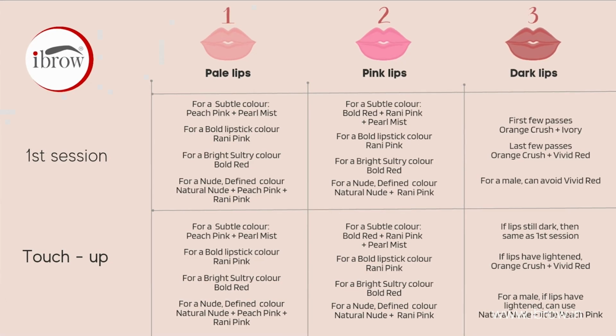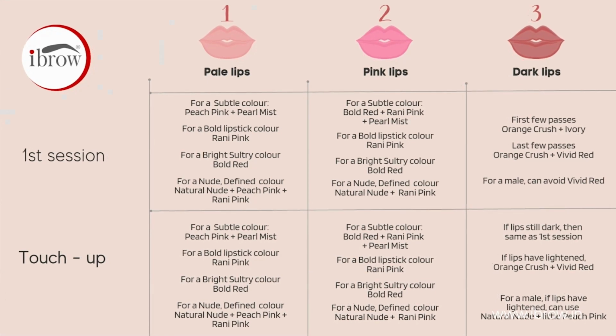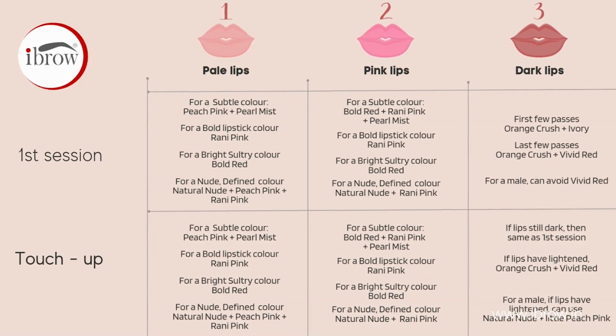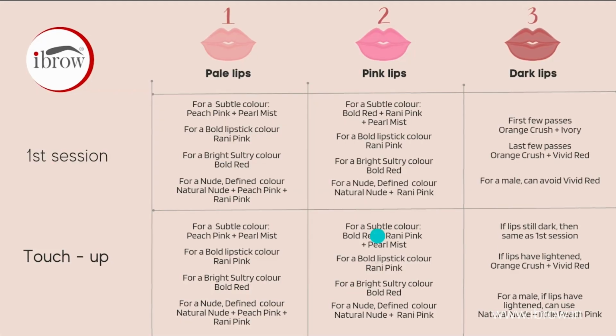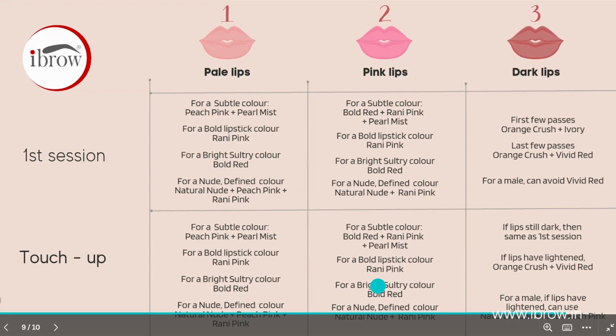You can mix bold red with natural nude in order to make the color a little more subtle, to tone down the color. So you can make those changes at the time of touch-up if required, but if they are consistent with their requirement in terms of the kind of look that they want, you can use the same colors that you had used in the first session. Now for pink lips also the same rule applies. Rules change from lip type 3 onwards.